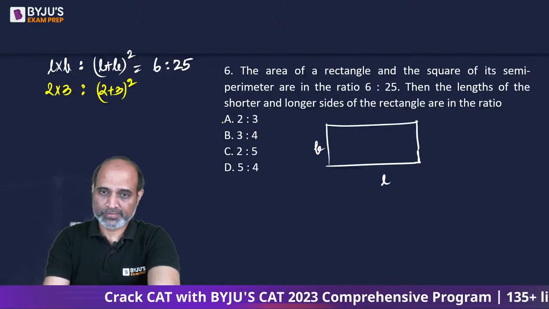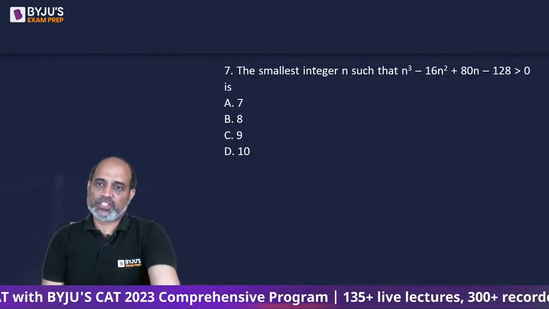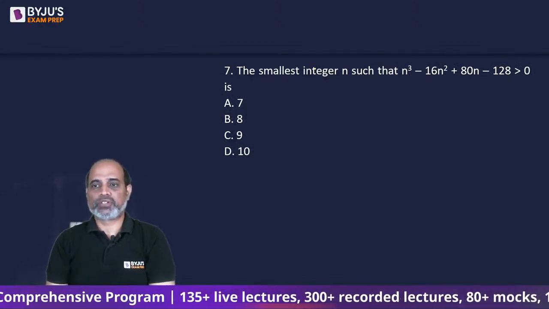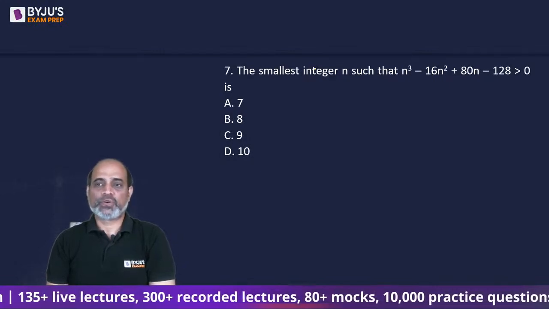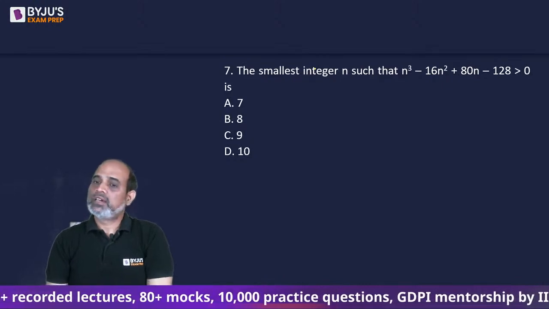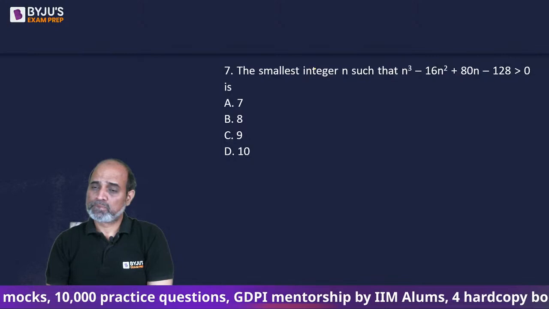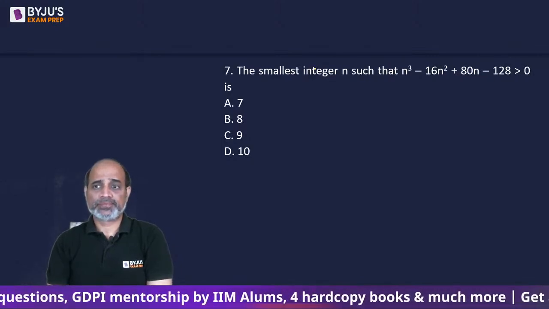Good enough? ठीक है. A. Next, the smallest integer n such that this is greater than 0 is going to be what? Thankfully, we have the options, so we will start putting them in. You can try to factorize as much as you are comfortable with. Well, there is not much factorization that we can do, isn't it?